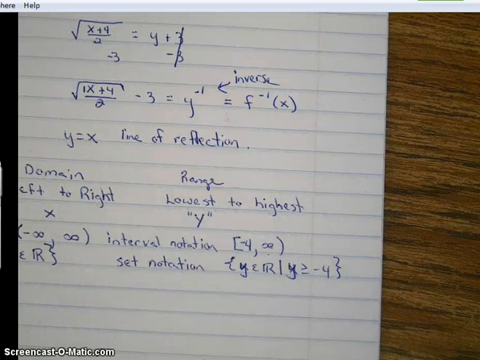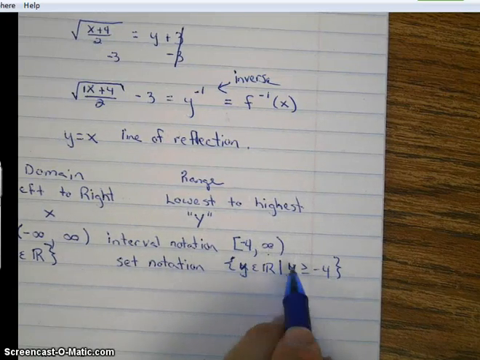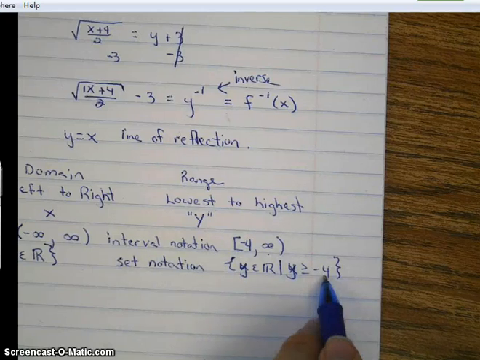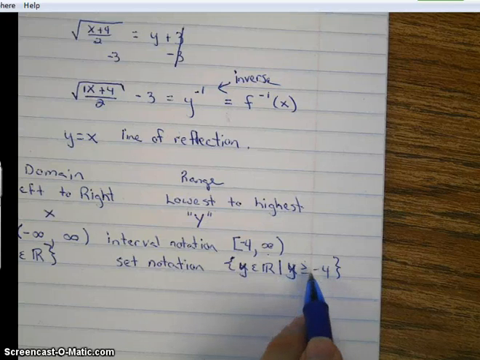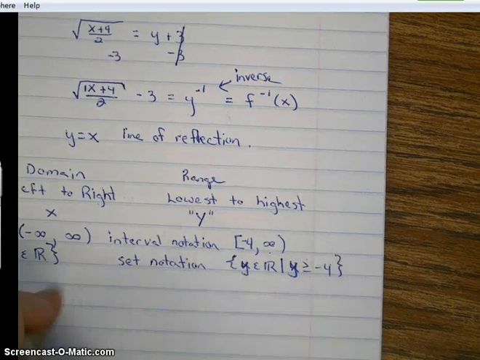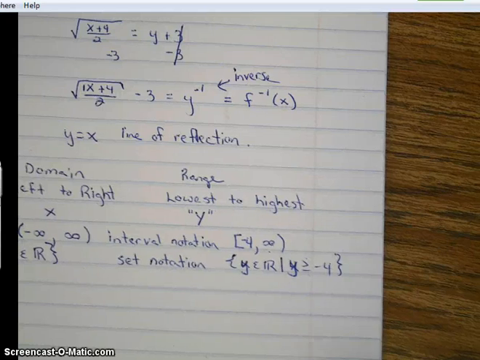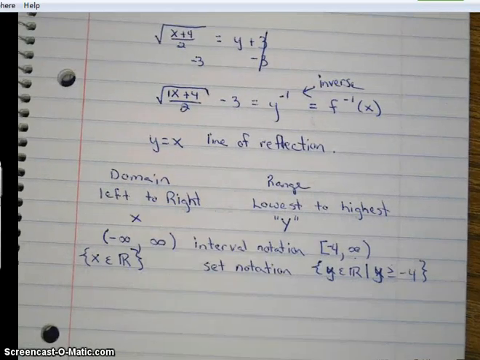Y. So all values starting at -4 and getting bigger, so y is greater than or equal to -4. So there's set notation, there's interval notation, and I expect you to do both notations on the worksheet.